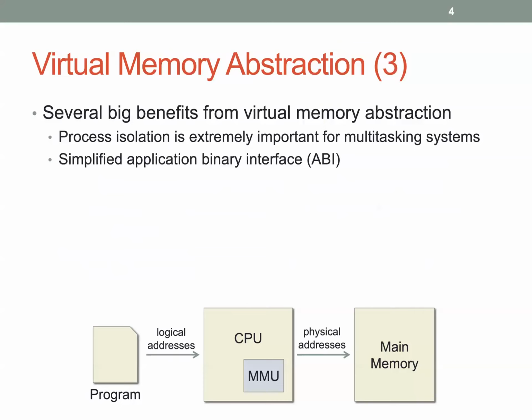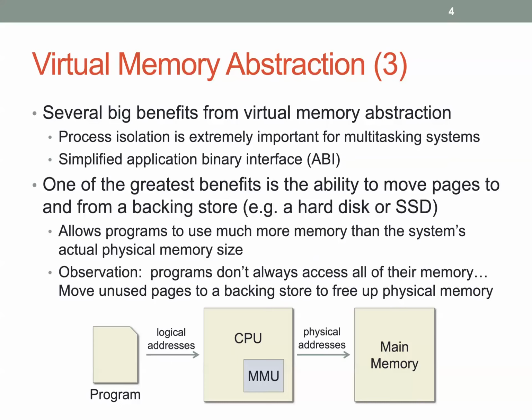There are multiple benefits, which we talked about last time as well. Address space isolation is a huge one, very, very important. This is why even mobile phones, even though they don't have swap devices, still implement virtual memory, so that they can have address space isolation for different apps. And it also simplifies the application binary interface.